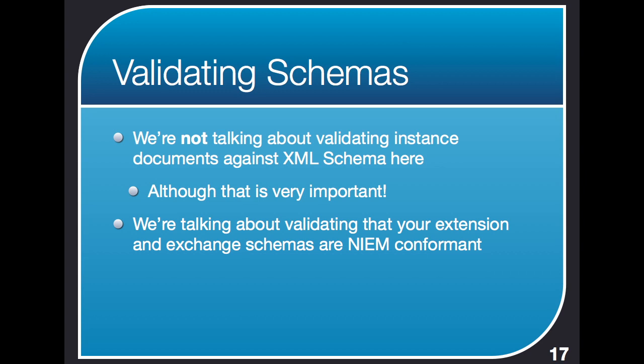Now keep in mind, I'm not talking about validating instance documents against XML schema, although that's very important. I'm not glossing over that topic. It's just that topic belongs in other sections. What we're talking about here is validating your extension and exchange schemas and making sure your work is NIEM conformant. And then you'll validate instance documents against those schemas. But you want to check that the work you're doing in defining your exchange in schemas, that work is NIEM conformant. So how do you do that?